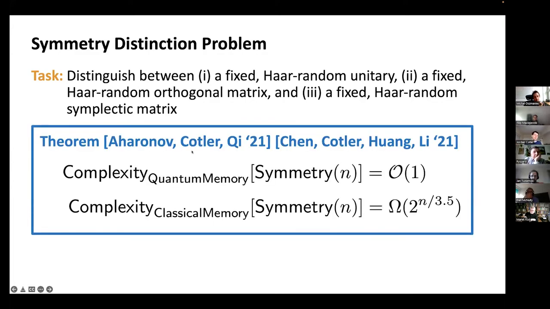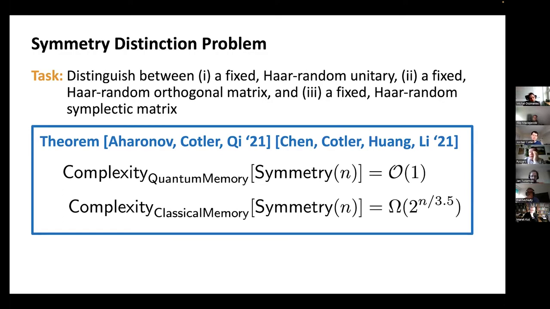So a result from this paper with Dorit and Xiaoyang, which was later generalized in quite a substantial way in this paper with Chen Huang and Li, is that if you have a quantum computer, you can actually distinguish between these three possibilities with order one measurements. But in the conventional measurement setting, you require exponentially many measurements to do so.